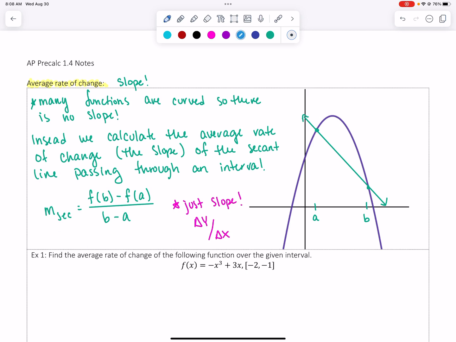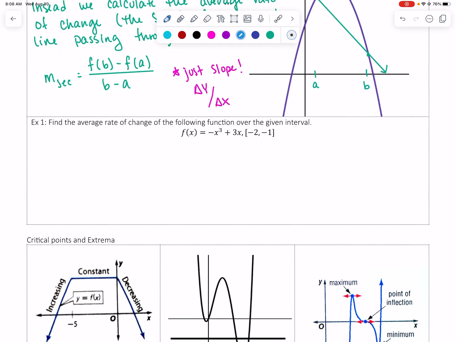So when we talk about it, let's say we have this function here and we're given the interval of -2 to -1, and we're looking at the function f of x, which is negative x cubed plus 3x. So let's go ahead and calculate the average rate of change.